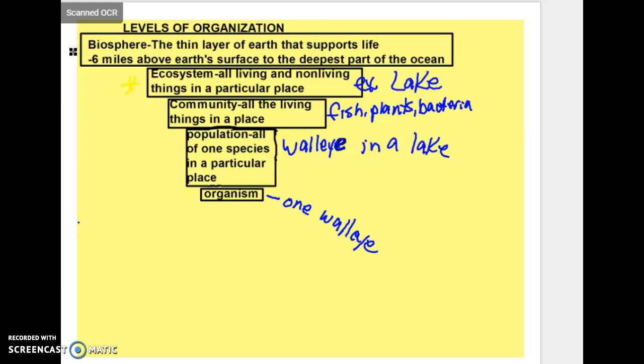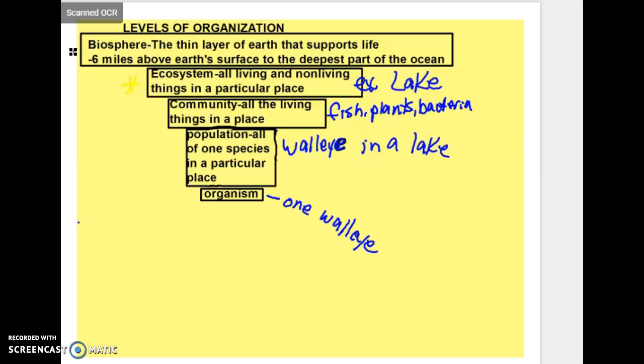So most of Earth, if we go deeper into the Earth, there's no life there. And if we go very high up into the atmosphere, there's also no life. So life really just exists on the surface, a little bit below the surface, and a little bit above the surface. We would say about 6 miles above the Earth's surface and then to the deepest part of the ocean, and not really much beyond that. So that's the biosphere. The biosphere is broken down into different ecosystems.